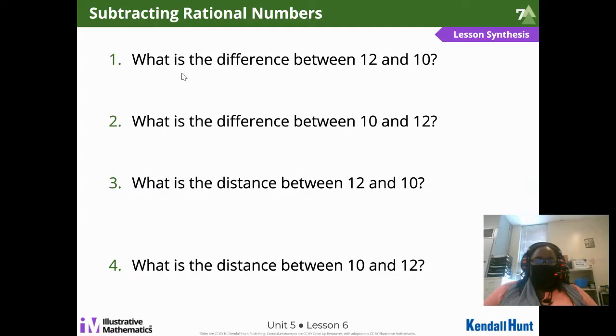And then here you're just answering the question, what's the difference between 12 and 10? What's the difference between 10 and 12? You're going to subtract, guys. And 3 and 4, when they ask you about distance, you're actually going to use the absolute value. So you're going to do 12 minus 10. You're still subtracting, but you're going to put the absolute value around it, which makes your value positive either way. And then you do the same thing for question 4. It's asking what's the distance between 10 and 12.